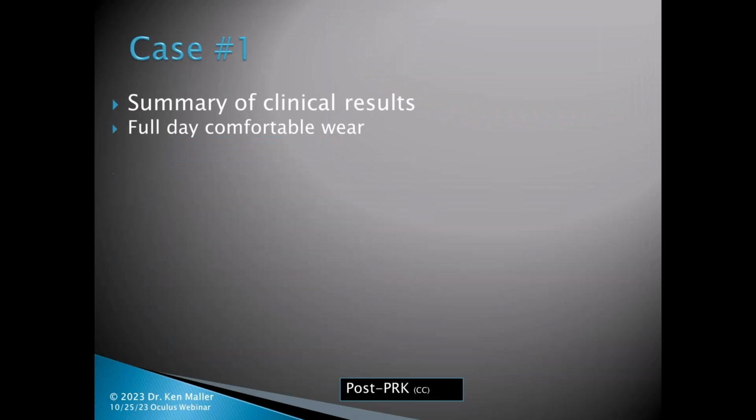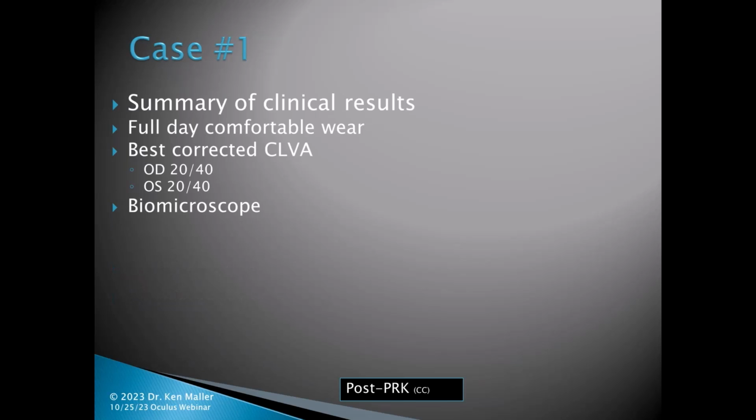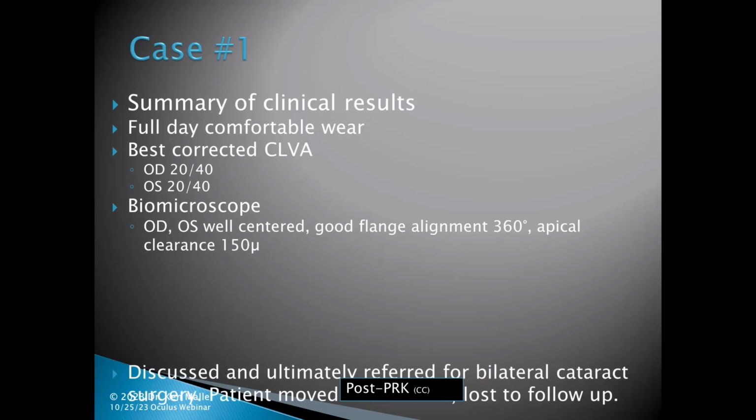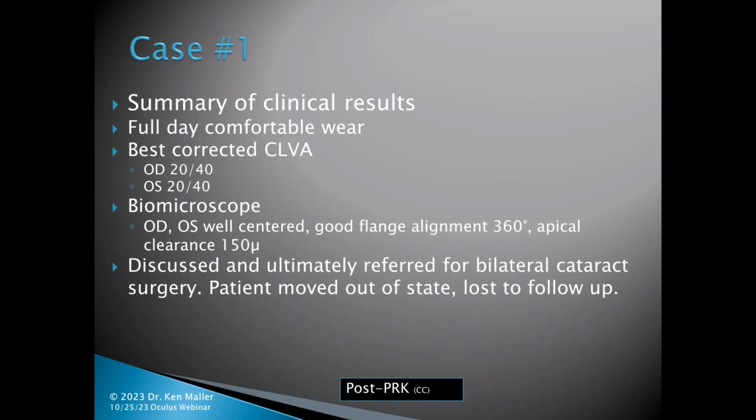And our results: full day comfortable wear, best corrected contact lens acuity, 20/40 in the right and 20/40 in the left. So we did quite nicely on the acuity. Biomicroscope, the right and left eye were both well centered. The flange was well aligned, 360 degrees around, and we had about 150 microns of apical clearance in both of those lenses. So I discussed with her those results.